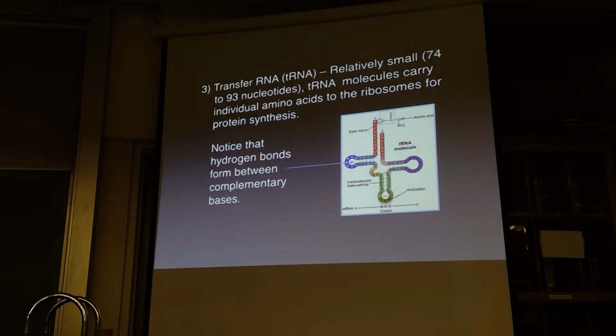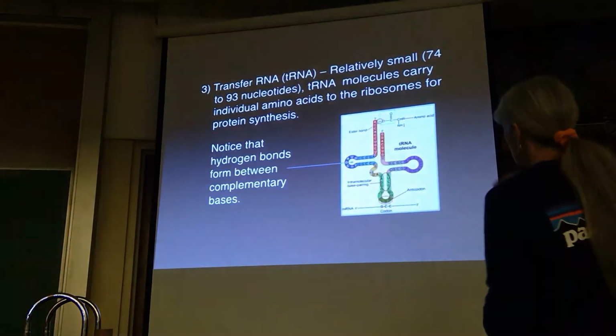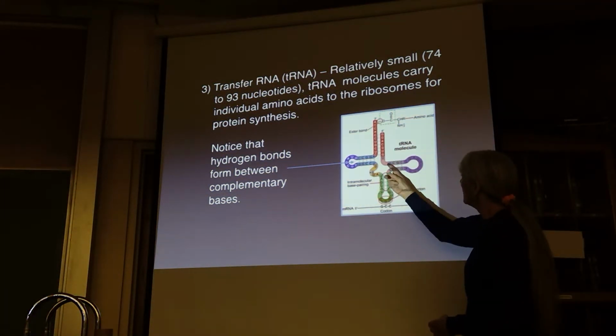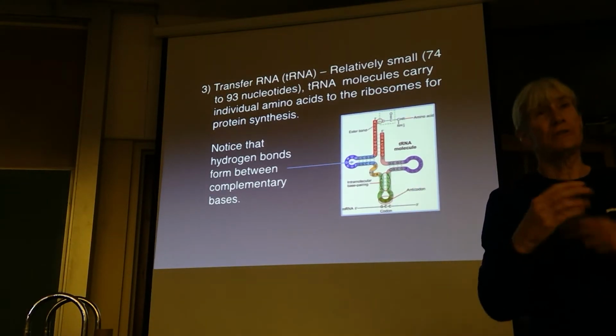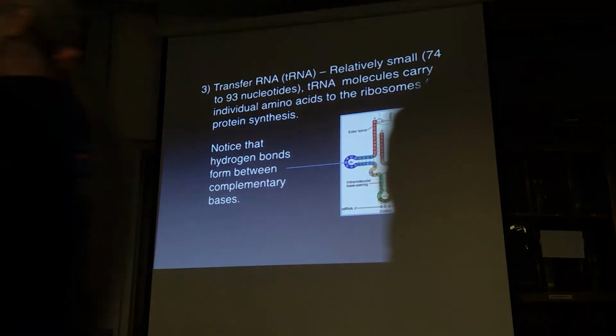So notice that the other thing about transfer RNA, it folds back on itself, and where it folds back, it hydrogen bonds. Complementary sequences hydrogen bond. So there are complementary sequences here in the stem, and here, and here, and here. And they're actually twisted like DNA, so they form a helix, they're not straight.